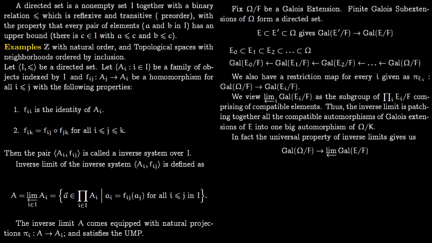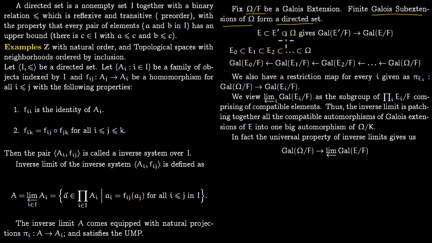The second fundamental example of inverse limit comes from Galois extensions. Say you have this Galois extension omega, and then you can talk about finite Galois sub-extensions of omega. These will form a directed set. So you can have E0 contained in E1, contained in E2, all the way to omega. You can consider omega as some infinite Galois extension, so we are working with infinitary Galois extensions. All these are sub-extensions contained in omega, but they are organized by increasing extensions.